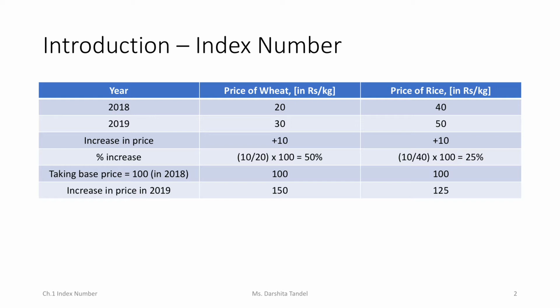Now compared to the year 2018, the increase in the price of wheat is rupees 10. Similarly, the increase in the price of rice is rupees 10. So, can I say the prices of rice and wheat both increased in the same proportion? No, I cannot say that, because these two differences are known as absolute differences.